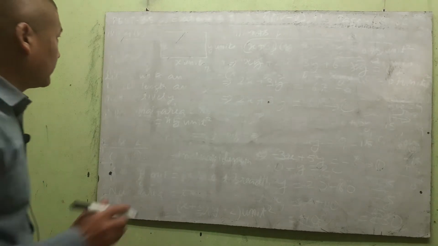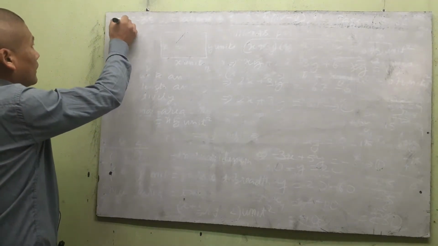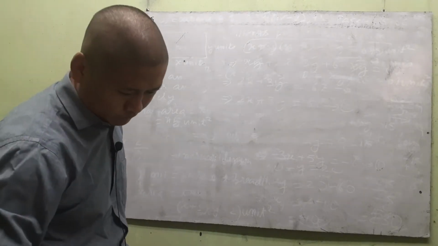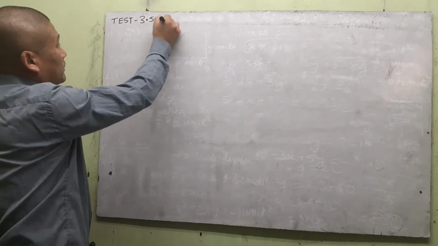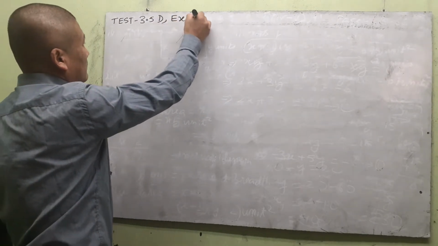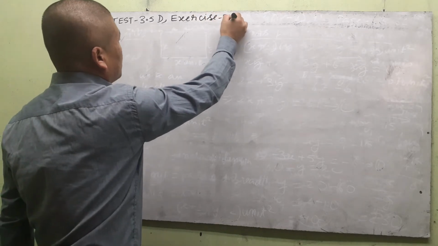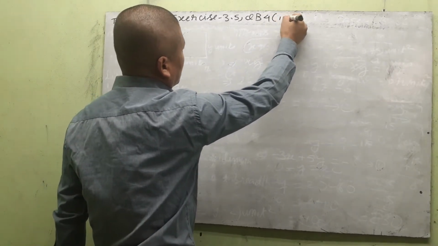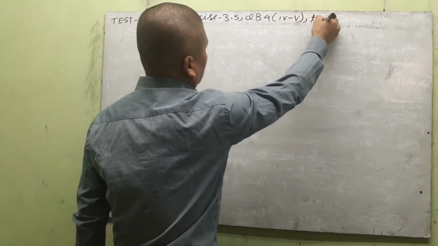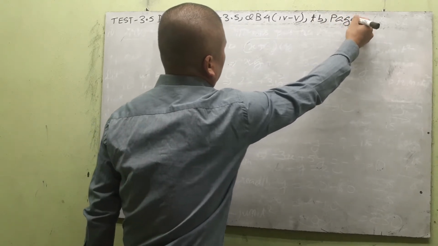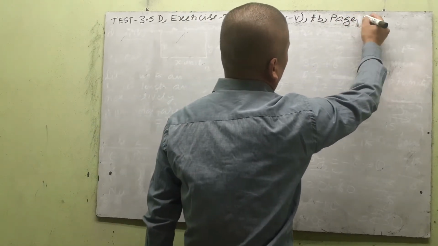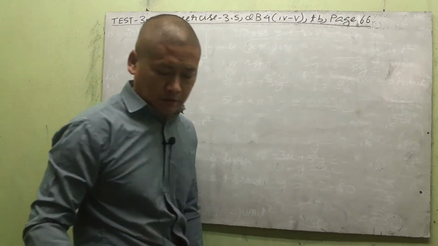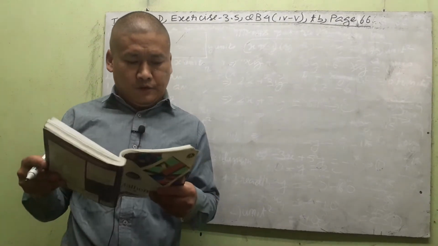Okay, so the next test here. Test 3.5, Okay, D. This will include under exercise 3.5 question B4, subheading 4 to 5 means 2 questions. We'll find this on textbook page 66. Okay, 66. Let's do slowly. I'm reading the question for us.